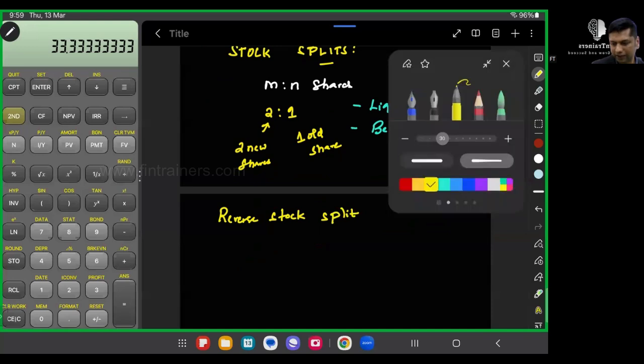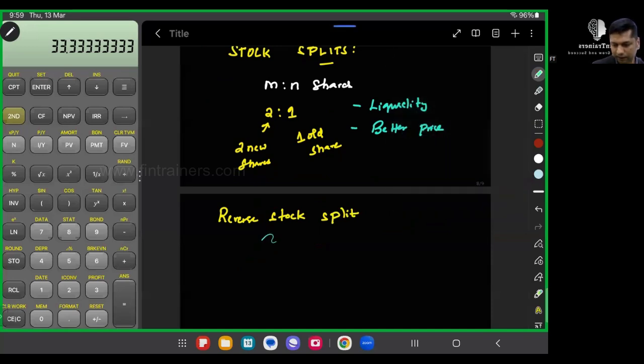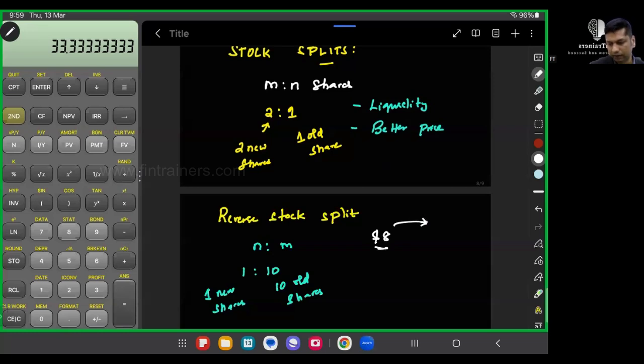The name itself tells you it is the opposite, right? So we are going to do something like 10 shares, you might get 1 share. 1 for 10. 1 new share. It can be any ratio, I'm just giving an example. 1 new share for 10 old shares. So if the current share price is, say, $8, after the reverse stock split of 1 for 10, what would be the new share price? You're getting 1 share for 10 existing shares. You'll give 10 shares and you'll get 1 share.